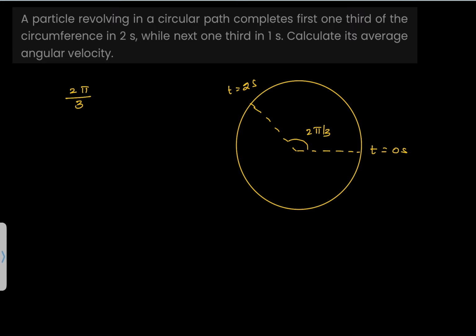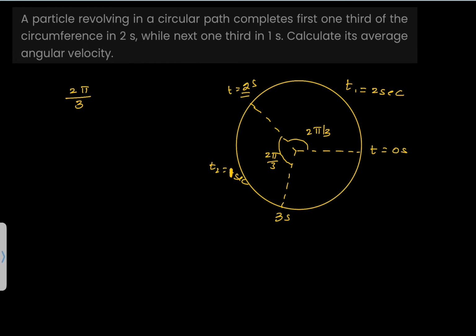Next, the next one third in 1 second is again 120 degrees, so it will be something like this. This is also 120 degrees, so I can say 2 pi by 3. It is taking 1 second, so the total time will be 3 seconds. So here the time interval t1 I'll take as 2 seconds, and here the time interval t2 equals 1 second. In the first 2 seconds it covers 2 pi by 3, and in the next 1 second it covers 2 pi by 3.